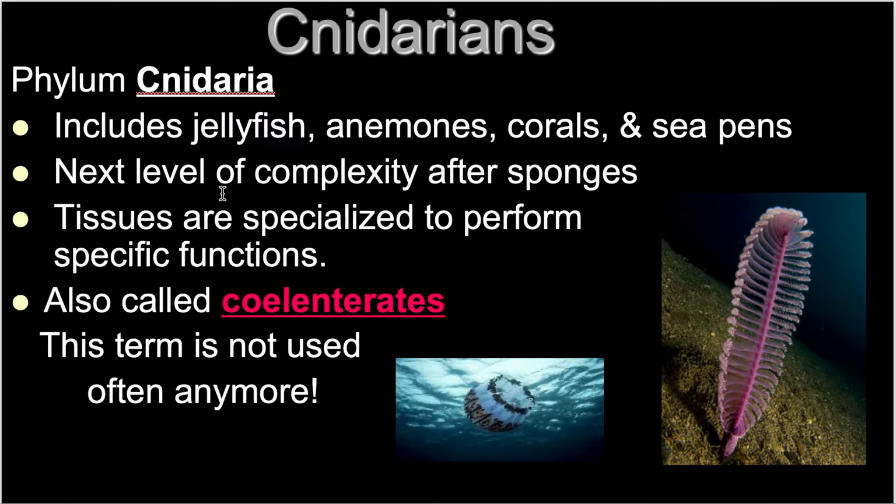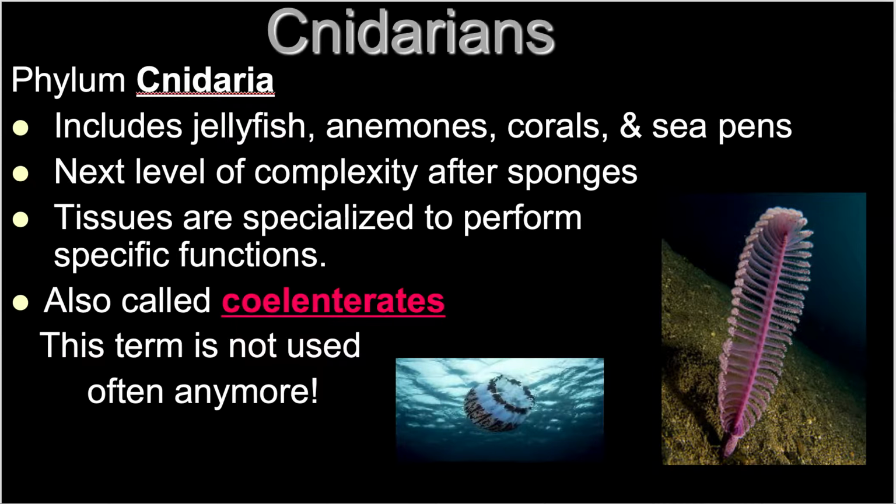They are the next level of complexity for animals after sponges. So sponges were super simple. These guys are slightly more complex, but still relatively simple compared to all of the future phyla we're going to learn about. They do have tissue layers that are specialized to perform specific functions, versus sponges, which did not have that.